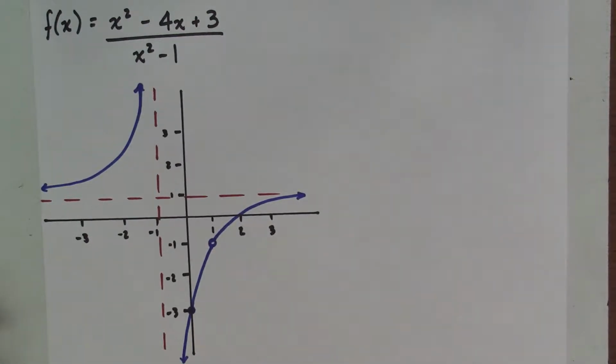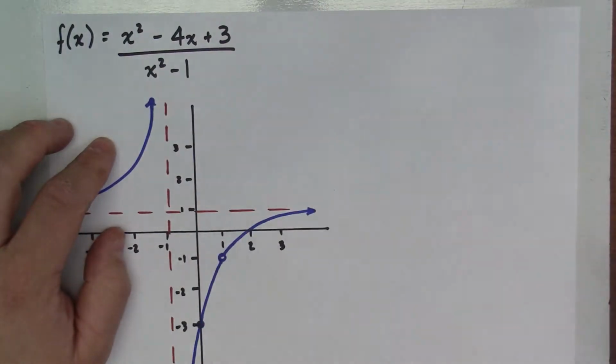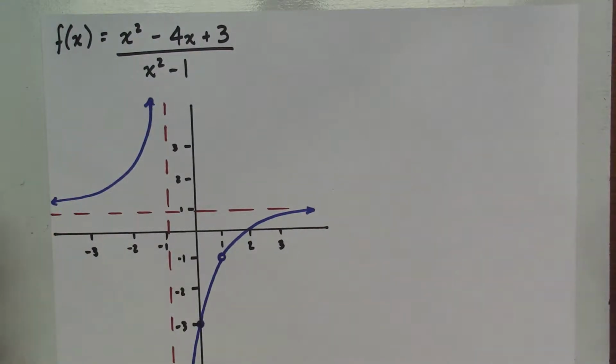This video is going to focus on how to deal with points of discontinuity in rational functions. And so the example I'm going to work with for all of this is we're going to be looking at f of x equals x squared minus 4x plus 3 as the numerator and x squared minus 1 as the denominator.